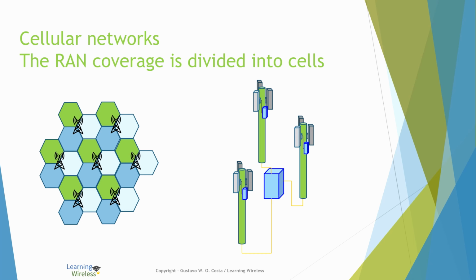So when we talk about cellular networks, it's important also to understand that you have this division of coverage into cells, but it's actually very difficult to identify cells. You need to plan very carefully, and each type of equipment and system may signal and define cells in a slightly different way.